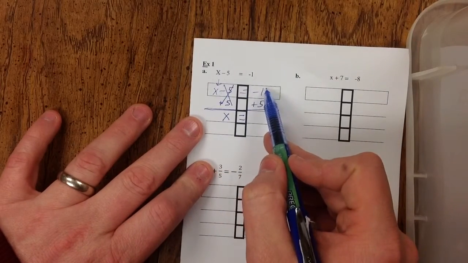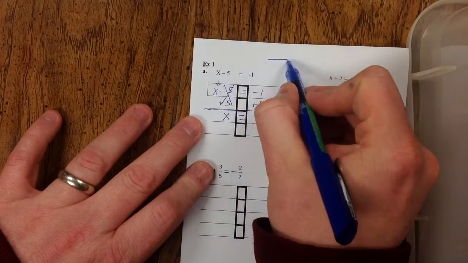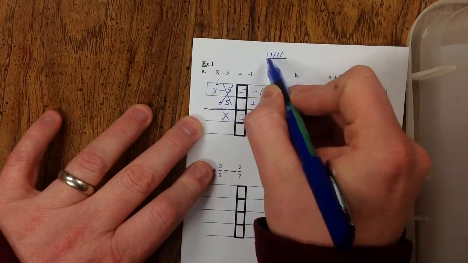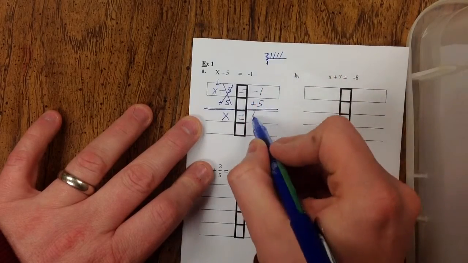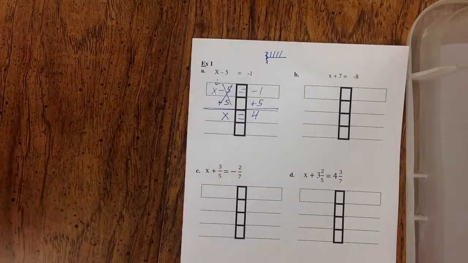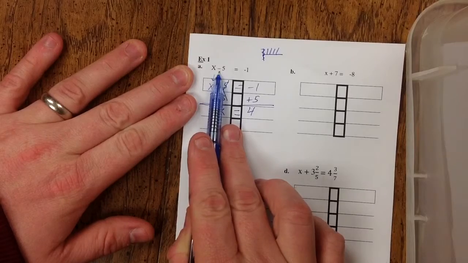And I just have to say, what's negative 1 plus 5? I can do tick marks. Negative 1, positive 1, 2, 3, 4, 5. These cancel out, and I'm left with just 4. Okay, so always constantly ask: here's my x, what's with my x, what's the opposite?